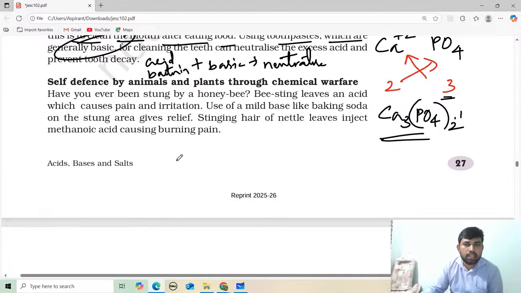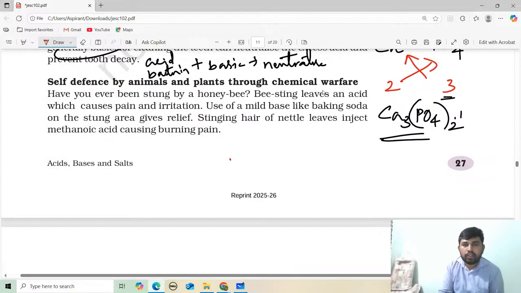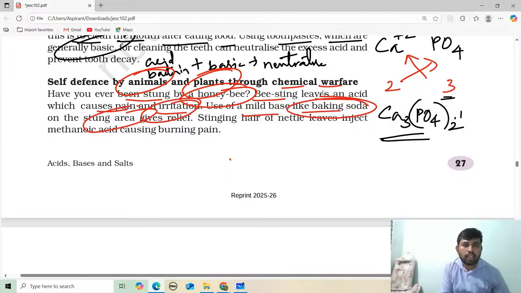Self defense by the animals and plants through chemical warfare. Self-defense by animals and plants, how does it happen? See, how are you stung by the honeybee? Bee sting leaves an acid which causes pain and irritation. Use mild bases like baking soda on the stung area to give relief. The stinging hair of the nettle leaf injects methanoic acid, causing burning pain.